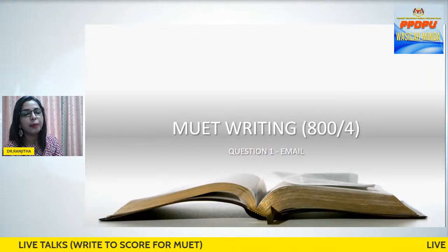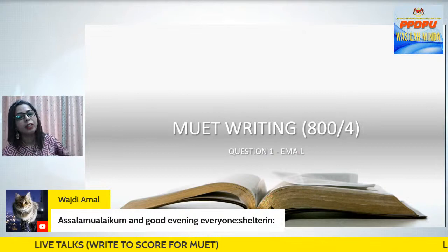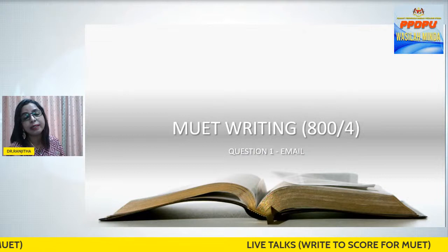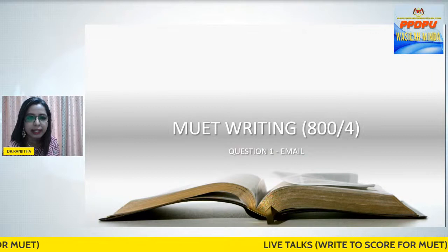So we will start with question one of the MUET writing paper. I'm sure you are familiar with the new format, which is the CEFR, Common European Framework of Reference, format for the MUET writing question one. No more dealing with the old format. So how do you answer question one, which is an email or letter? Let's go into the format first, and then I will explain to you how you should go about writing the paper.